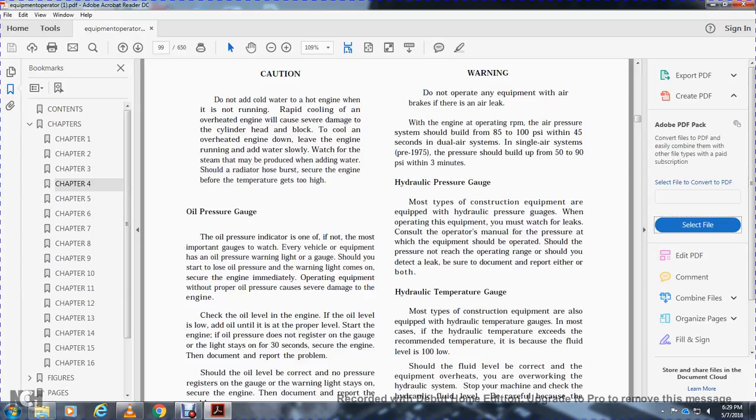With the engine at operating RPM, the air pressure in a dual air system should build between 85 and 100 psi within 45 seconds. In a single air system, pre-1975, the pressure should build up to 85 to 90 psi within 3 minutes.